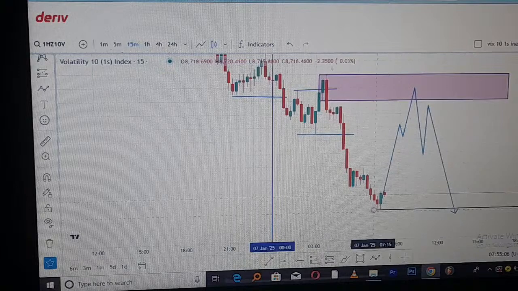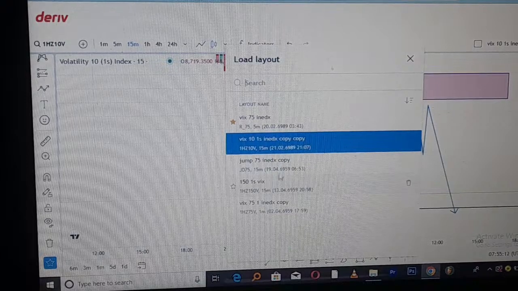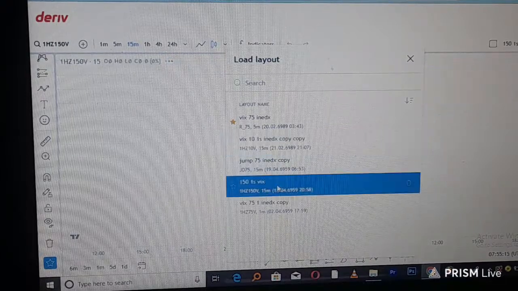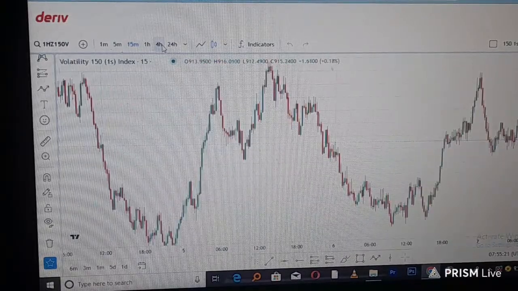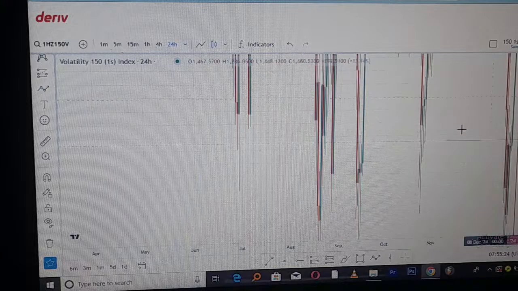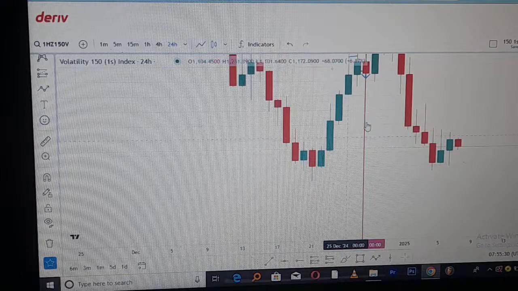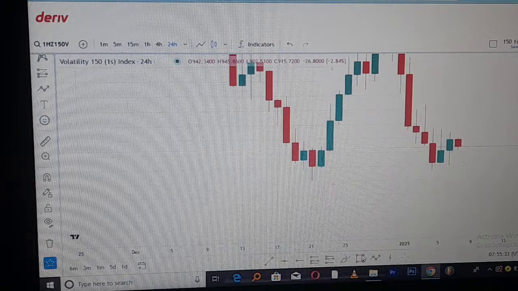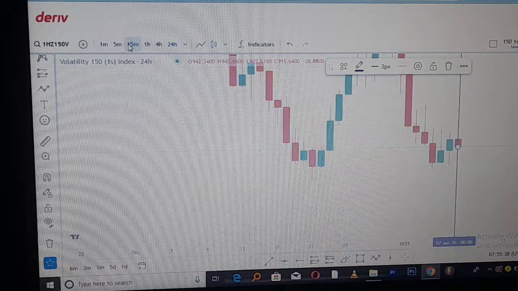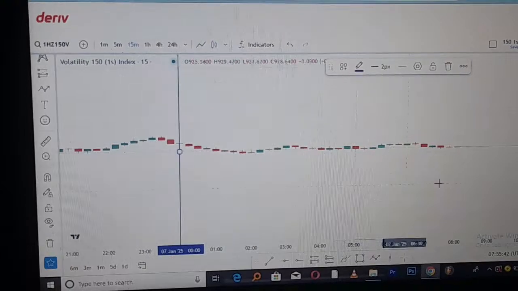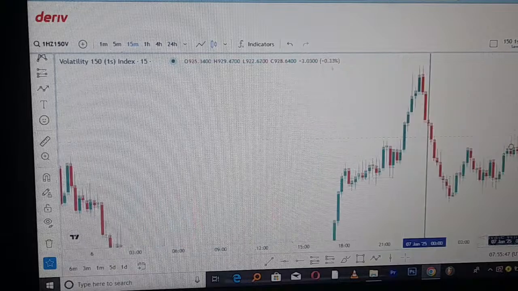We have to wait. So let us pull out another. We are going to jump to 150. We are pulling out 150. We go to the high time frame as well. On 150, our daily bias is sell. Let me clean everything here. We go to minute 15. Yes, we are looking for the sell.